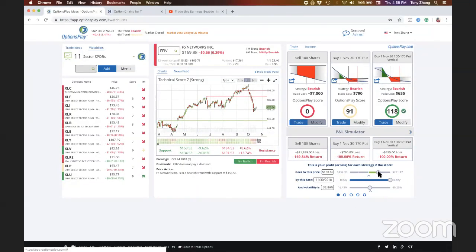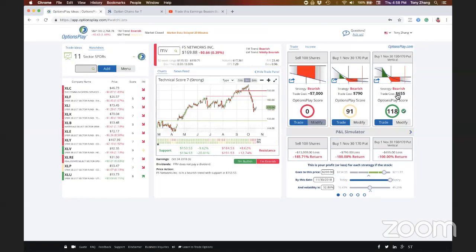in the back of my head, if I'm wrong, if this stock goes back up to 200, where it was before the sell-off, here, if I shorted the stock, you're not actually losing $13,000, but you're losing roughly $3,000 on this particular trade if you had shorted 100 shares of this stock, versus only a $790 loss if you had bought the put. So less than a third of the risk of shorting the stock.